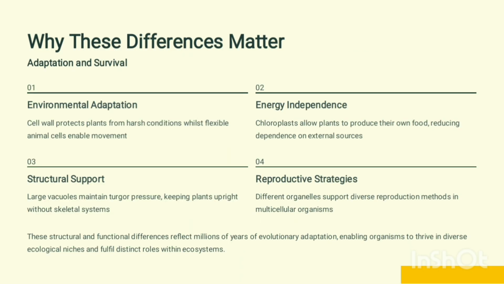Adaptation and survival. 1. Environmental adaptation. Cell wall protects plants from harsh conditions, whilst flexible animal cells enable movement. 2. Energy independence. Chloroplasts allow plants to produce their own food, reducing dependence on external sources. 3. Structural support. Large vacuoles maintain turgor pressure, keeping plants upright without skeletal systems. 4. Reproductive strategies. Different organelles support diverse reproduction methods in multicellular organisms. These structural and functional differences reflect millions of years of evolutionary adaptation, enabling organisms to thrive in diverse ecological niches and fulfill distinct roles within ecosystems.